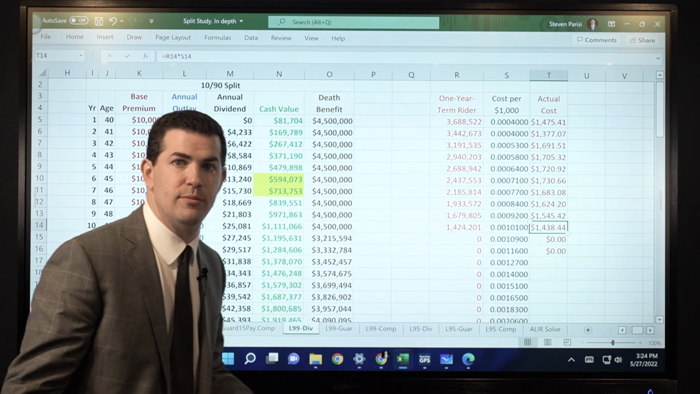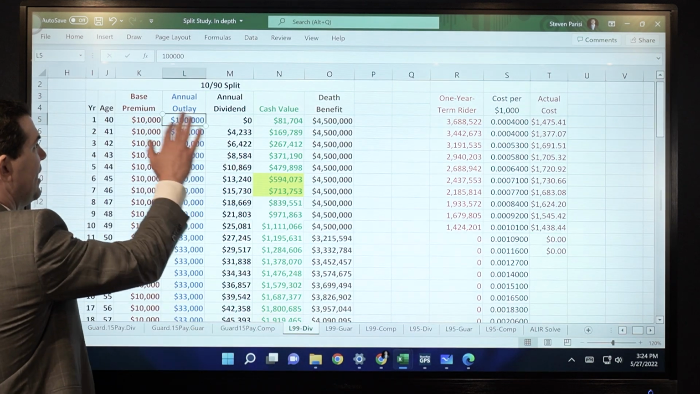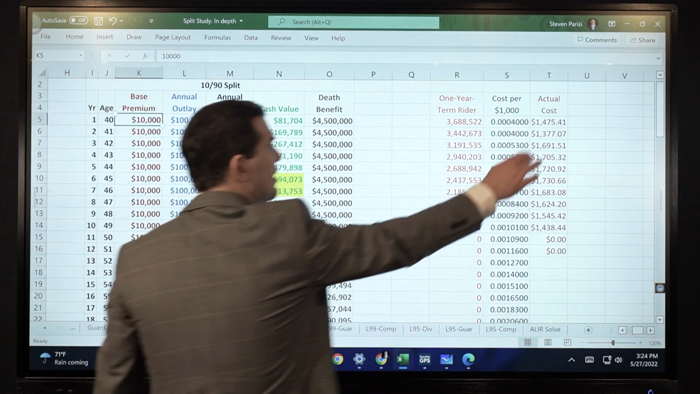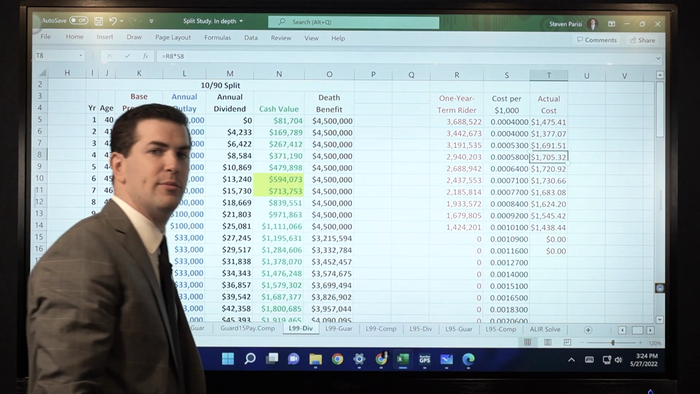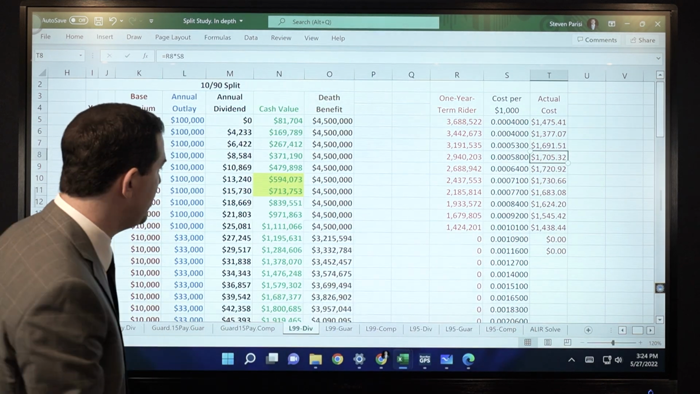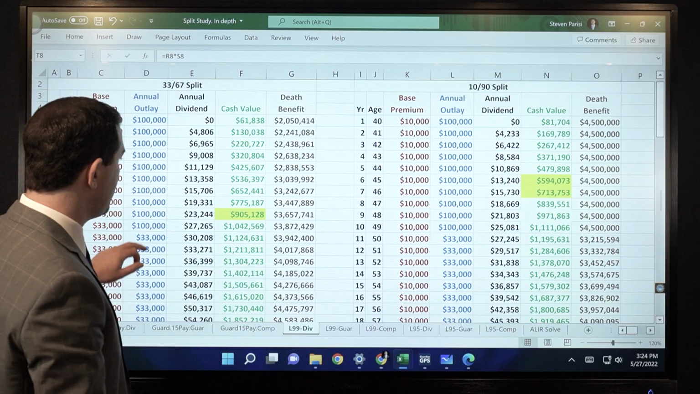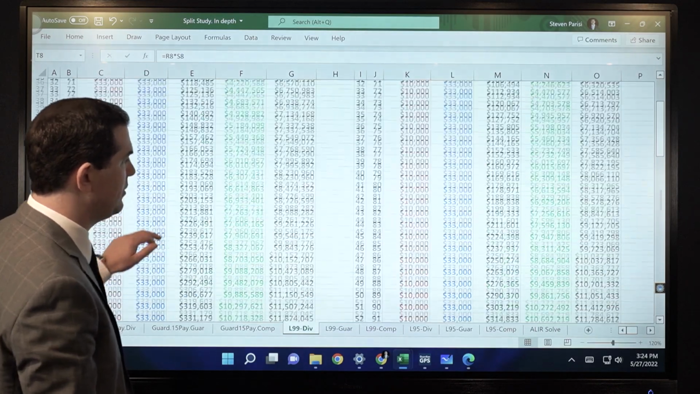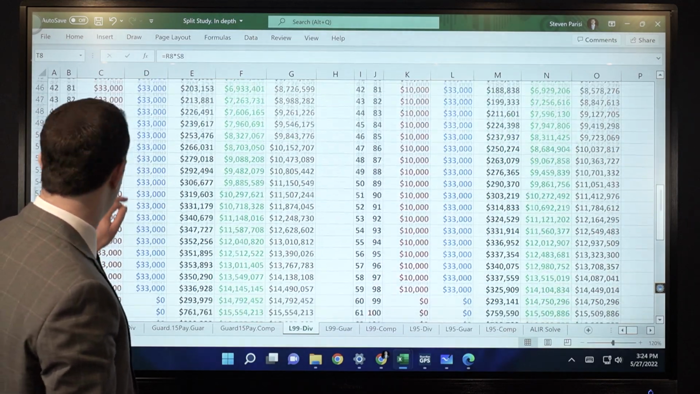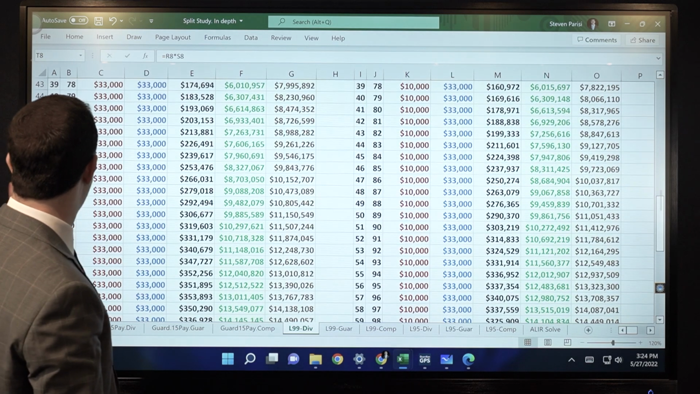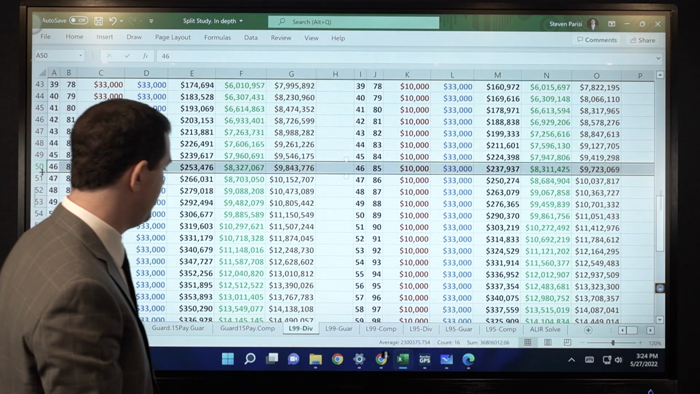That's what I'm paying in turn. So of the $100,000 payment, I've got $10K toward the base. Whatever this dollar amount is satisfies the term cost. Everything else goes into PUAs. All right, so let's compare this long term now. How far shall we go? Age 85, what do we see here?